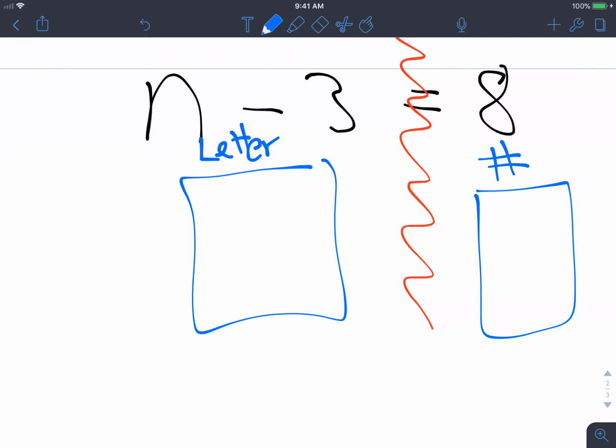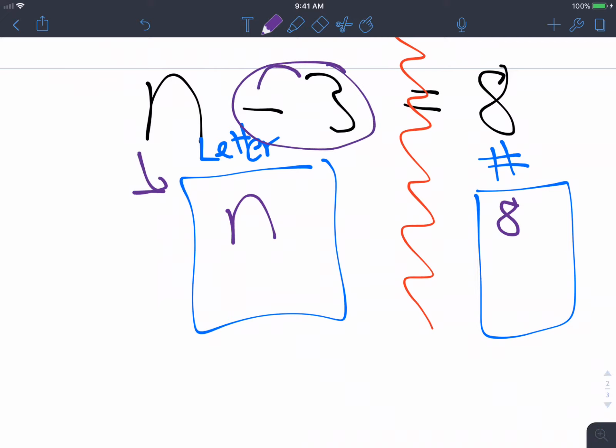Okay, so then I'm going to start dropping things down, anything that's on the same side. So the n is on the same side as the letter box, so I'm just going to drop my n in. My 8 is on the same side as my number box, so I'm going to drop that in. Now I have to look at my -3 and look to the future. It is a negative, so I really have to make it a +3 when I bring it over the fence. And then if I take 8 plus 3, I get 11, so n equals 11.